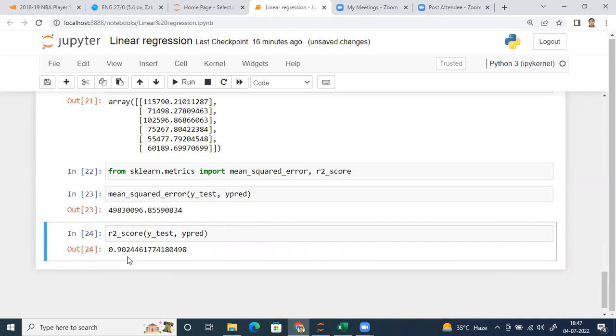Okay, let's come here. What is this R2 score all about? So if I come here and select a pen. Come on, why is it not coming?